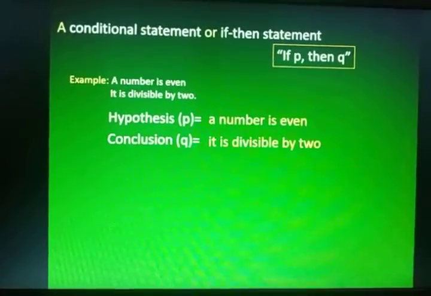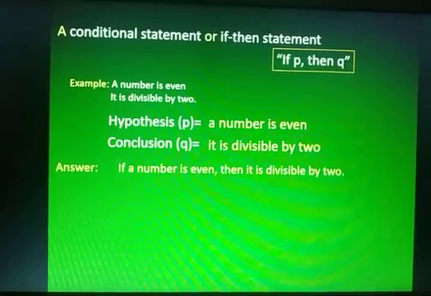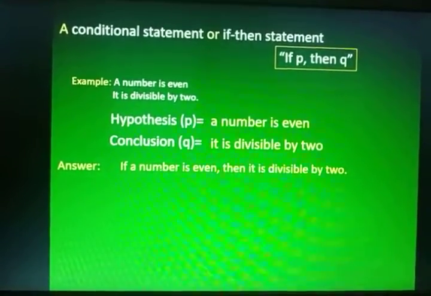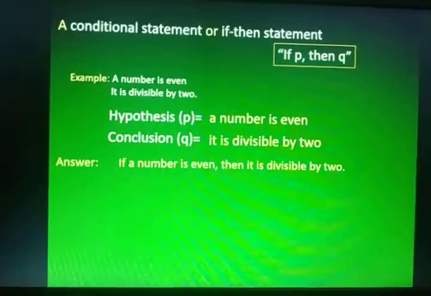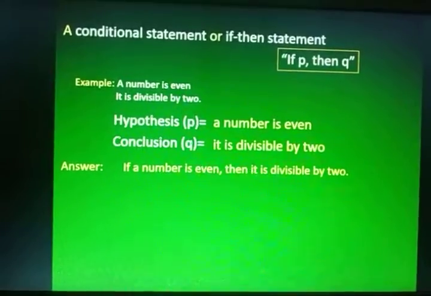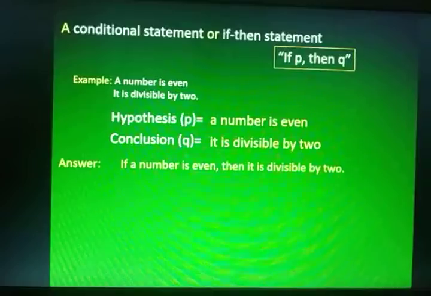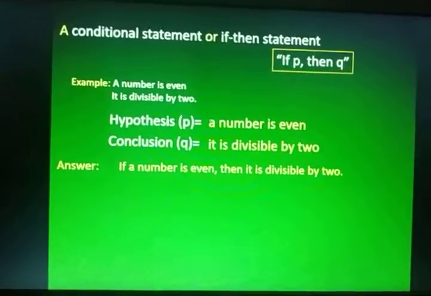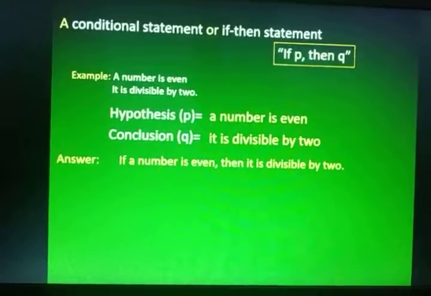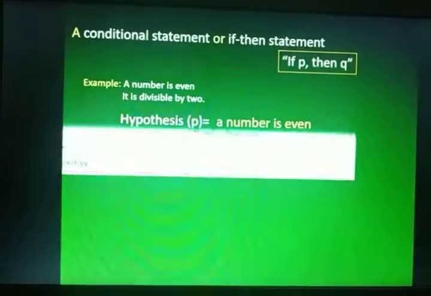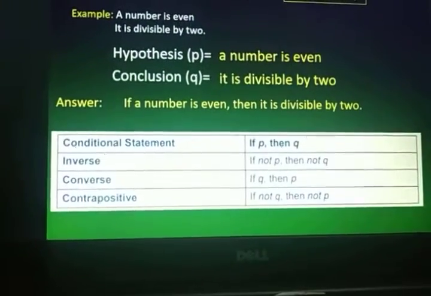So our if-then statement or conditional statement is, if a number is even, then it is divisible by 2. Just copy if, then join the P or hypothesis clause, a number is even, comma, then the word then, and the conclusion clause, it is divisible by 2. Easy, right?